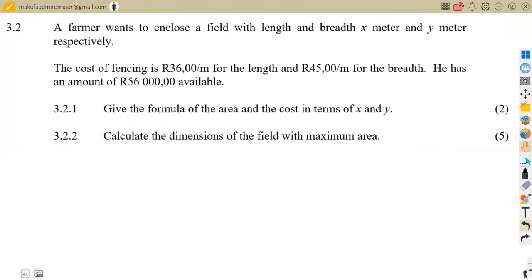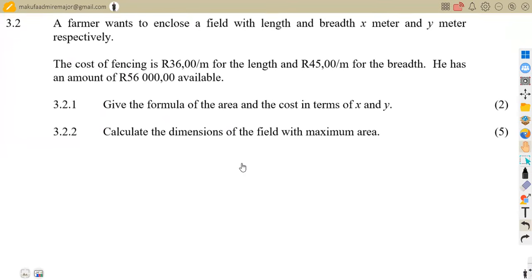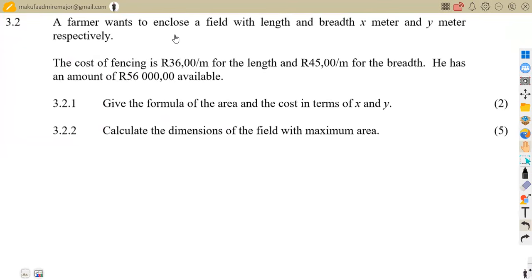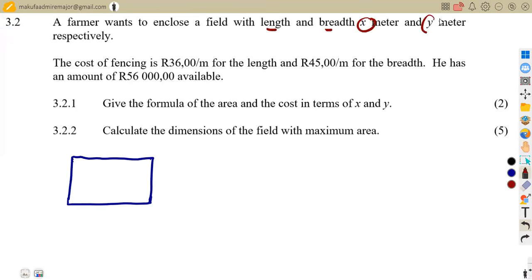I want us to consider this question here. We are given a similar condition like the previous part. A farmer wants to enclose a field with length and breadth, X meter and Y meter respectively. So this is a rectangular field once we're told about length and width. So this is what we have. We've got our rectangular field in this case, given that the length of the rectangular field is X, because we're told respectively length and breadth. So this is the length, this is the breadth. So our length is X and the breadth, which is the height of this, is Y in this case.